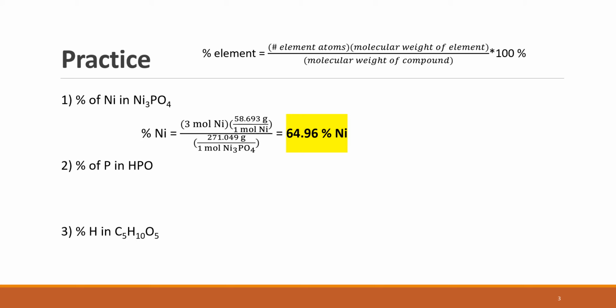You'll notice each of these problems ask for just one of the elements in the chemical formula. We're not solving for all the elements. So it's just one calculation for each.